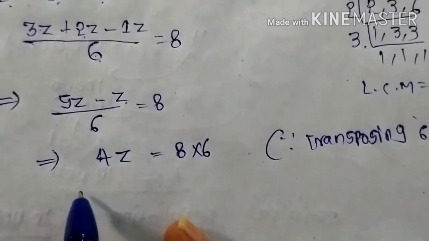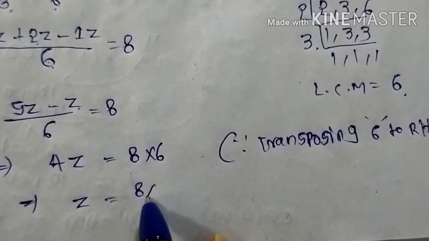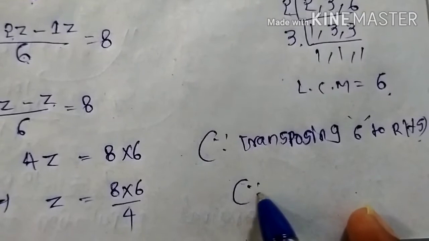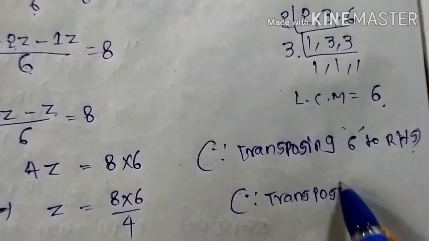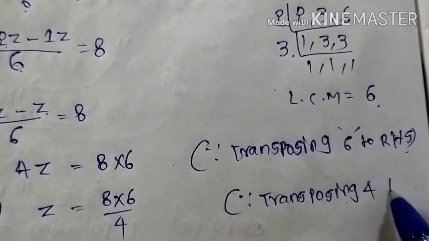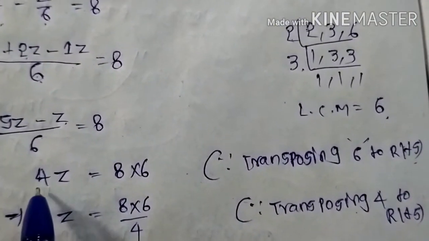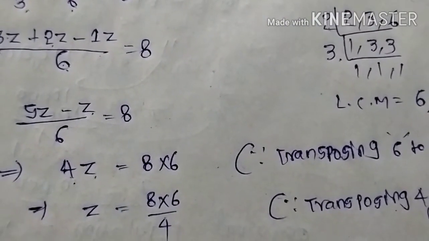Yes or no? Yes. Next you can see here z is equal, can I write here 8 into 6 by 4 or not? Yes. Why? Because here also I am transposing 4 to RHS. See, here 4 is multiplying with z or not? If I am transposing 4 to RHS, it will become division or not?